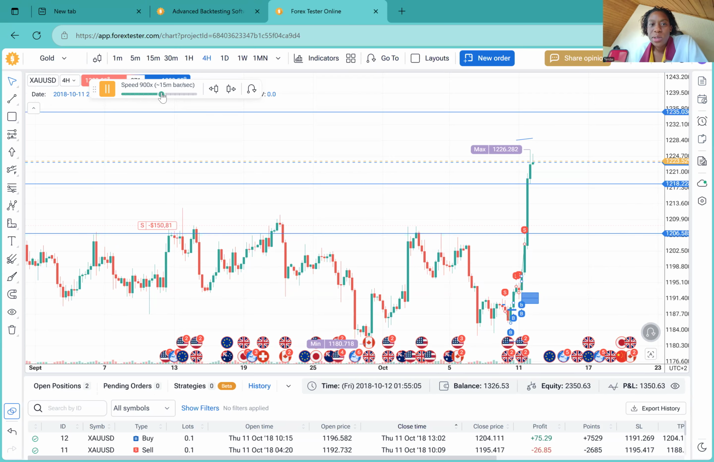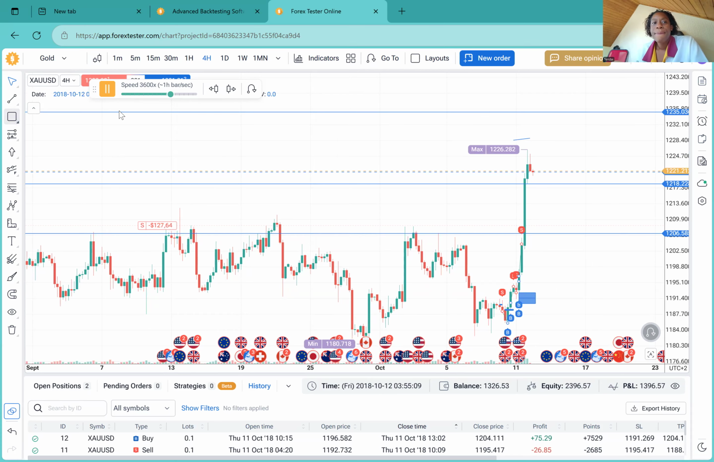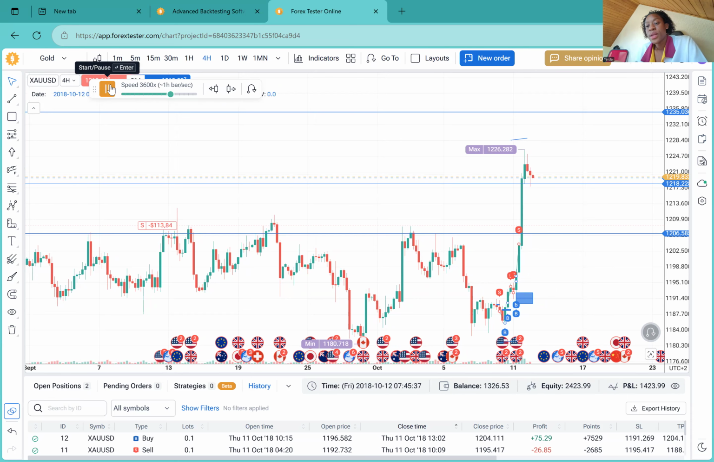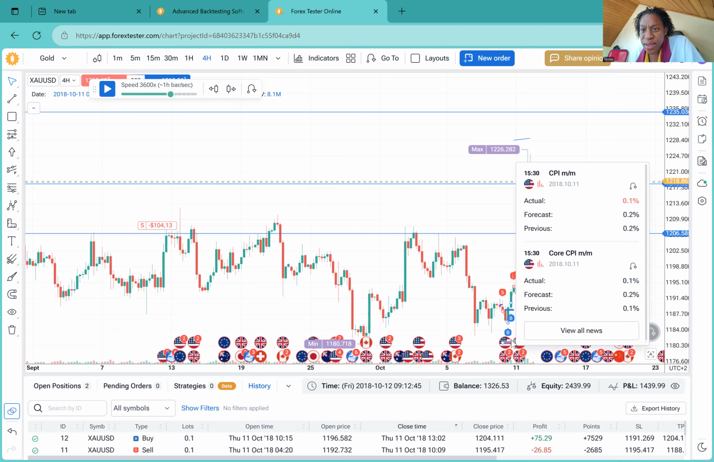Just increase the speed. As you can see, this buy right here could have been caused by news. If we go on here, we can see that it happened exactly at 15:30, and this is the CPI. The CPI always causes the charts to move very, very fast, to spike. In fact, they can spike in either direction.